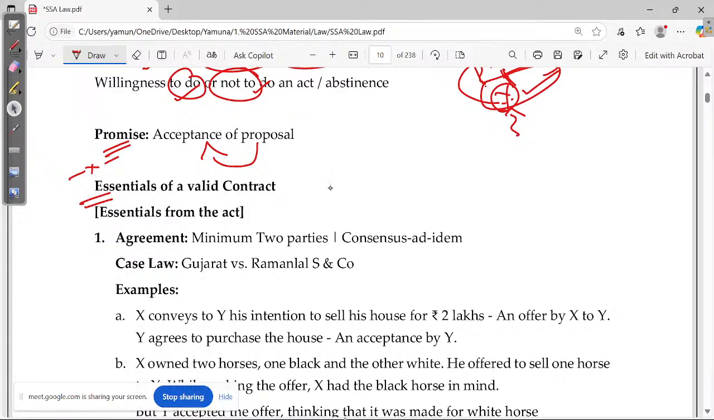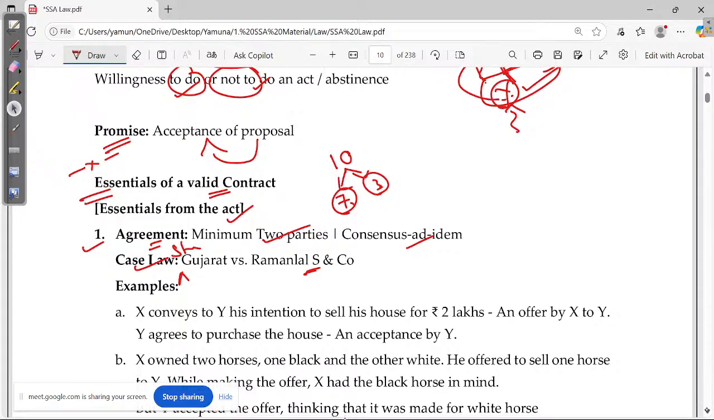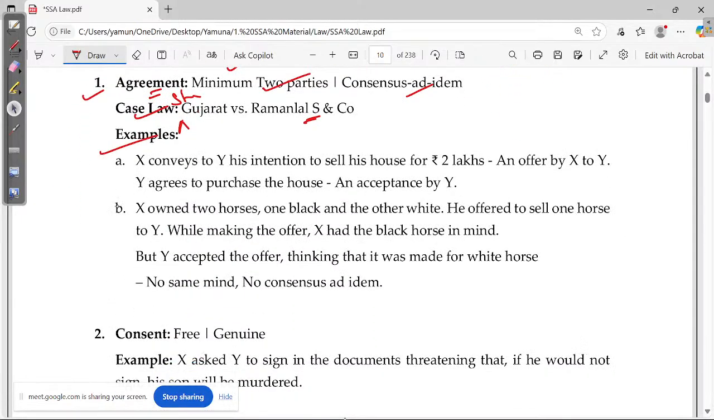Actually, when we talk about the essentials for a valid contract, we will be discussing 10 points. In these 10 points, 7 points will be discussed from the Act. The remaining 3 points will be discussed as supportive essentials. First point, agreement. Yes, we have already discussed. I'm picking up the speed. Minimum two parties should be there. Consensus ad idem should be present. And we can refer to this case law: State of Gujarat v. Ramanlal Saunji and Co. Example, let me go for the second one.